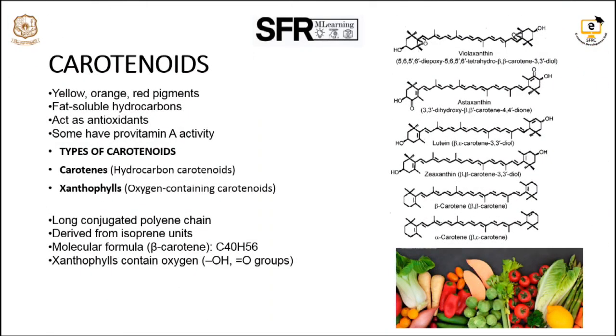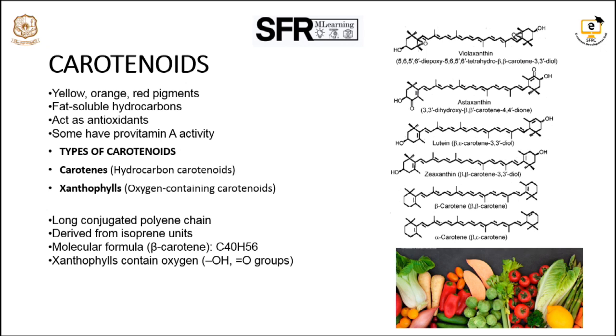Next are the carotenoid pigments. These are yellow, orange and red color pigments. These are also fat soluble hydrocarbons. Hydrocarbon is the term we use for compounds which contain only carbon and hydrogen, so they don't contain oxygen atoms. Carotenoids are mainly fat soluble hydrocarbons.